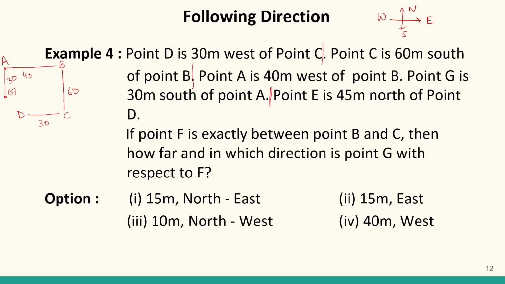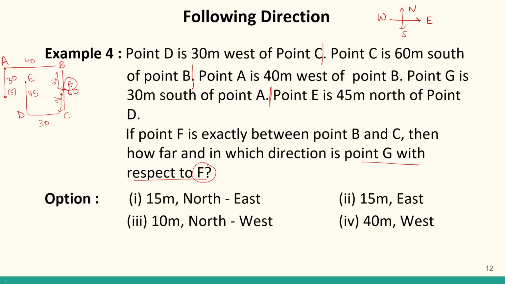Point E is 45 meter to the north of point D. So from here, if I move 45 meters, I'll get point E. This is what my basic diagram will look like. Now, the question is that if F is exactly between point B and C, F will be here. This distance will be also 30 and this distance will be also 30. And this will be in the straight line from G. This is point F.